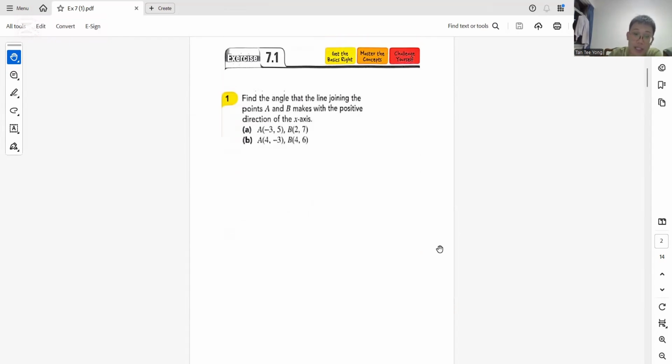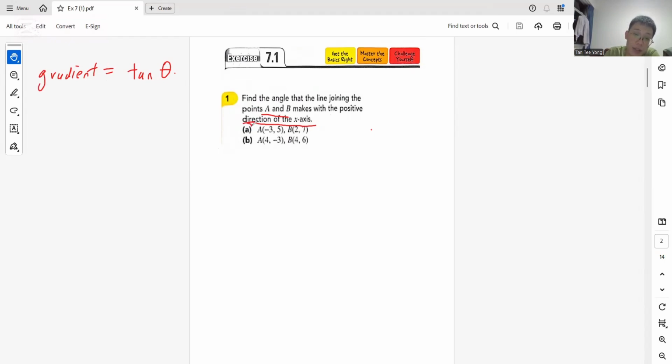For question one, they said to find the angle that the line joining the point A and B makes with the positive direction of the x-axis. For 7.1, we mainly learn this thing: gradient equals tangent theta, right?